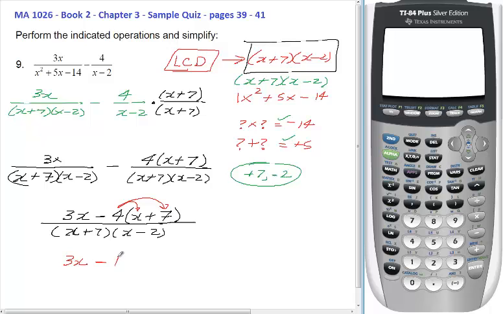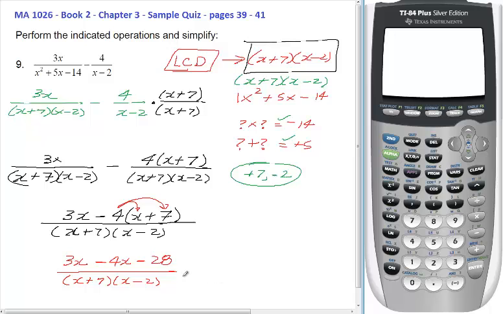So be very careful. The top will be 3x, which stays the same. Minus 4 times x is minus 4x. Minus 4 times positive 7 is minus 28. Again, if the mistake is made, it's usually right here. People will get that sign wrong because they forget to distribute the minus sign. Remember, when you're subtracting rational expressions, be careful with that minus sign in the middle.